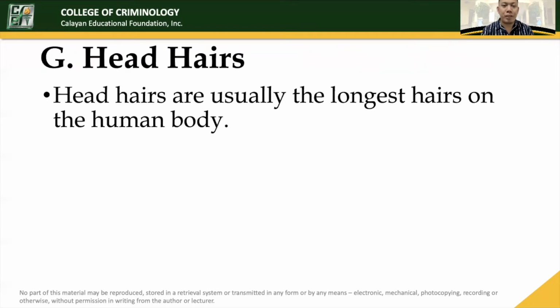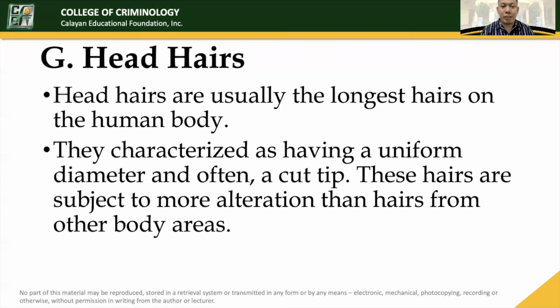Okay? So, head hairs. So, head hairs are usually the longest hair on the human body. Tama naman, di ba? And ito din yung characterized as having a uniform diameter and often at cut tip. These hairs are subject to more alteration than hairs from other body area. Okay, so ibig sabihin ay may iba't ibang shape, no? So, pero kapag halimbawa ang origin ay isa lang, let's say you are talking about the head, no? So, isa lang yun. So, cut tip sa kanya.